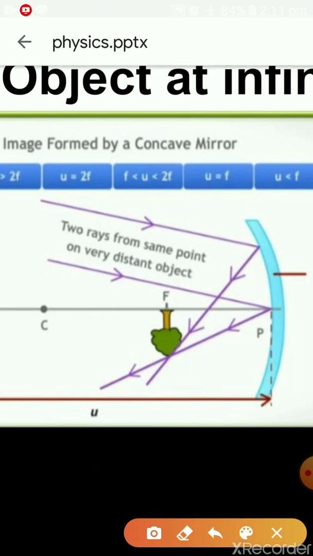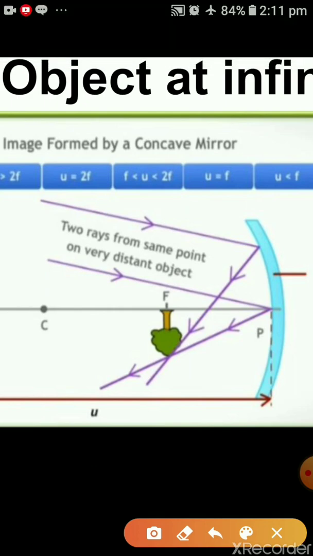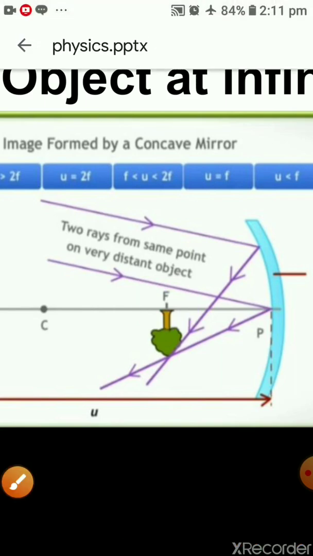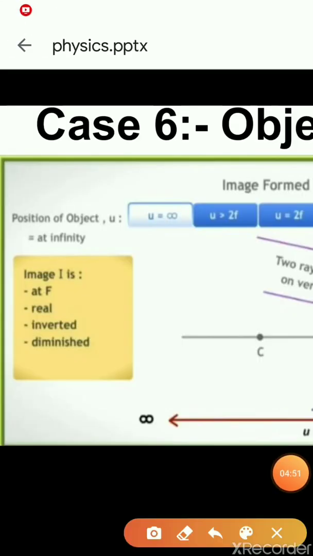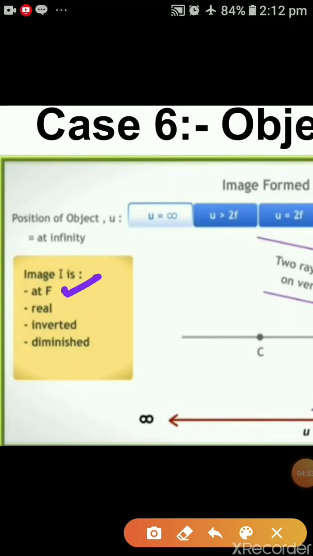So these are two opposite cases, you have to learn these two. So we can see here that the position of the image is at focus. The image position is at F. What type of image is forming? Real and inverted. Real because the rays are actually meeting. Inverted because the image is forming below the principal axis. And the size is very, very small. Whenever the object is very far from the mirror, then the image will appear diminished.